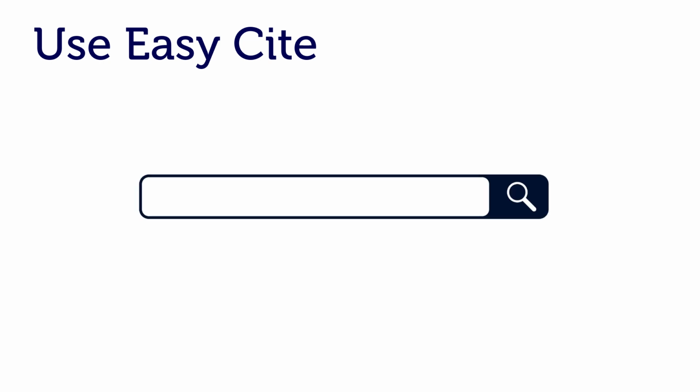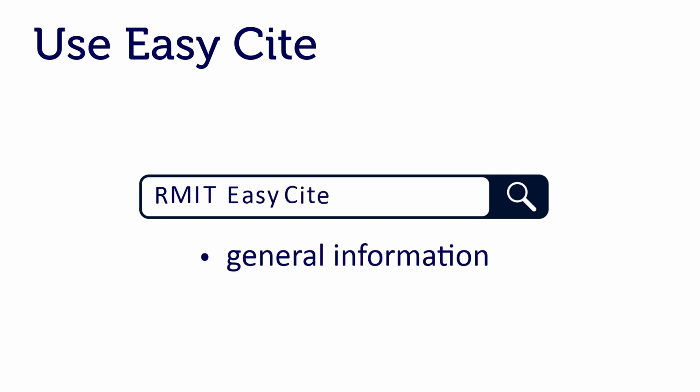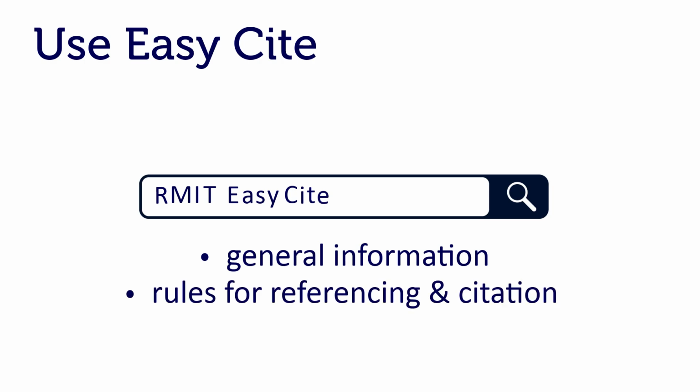To help students with their referencing, RMIT has developed a tool called Cite. It gives you general information about the most common referencing styles used at RMIT, and it tells you the rules for citation and referencing, as well as providing you with examples.